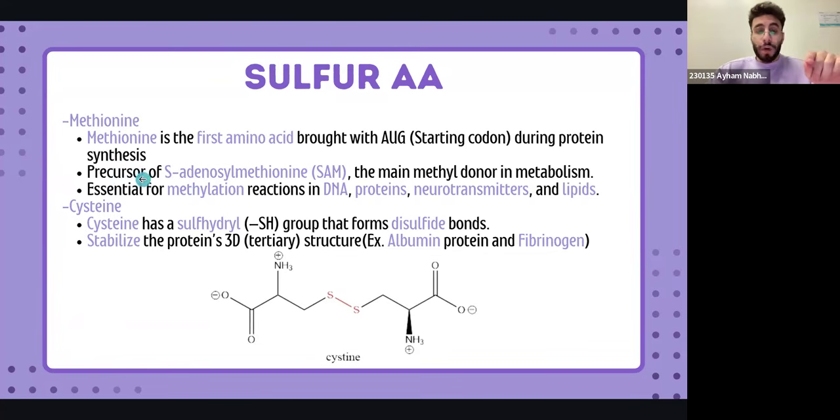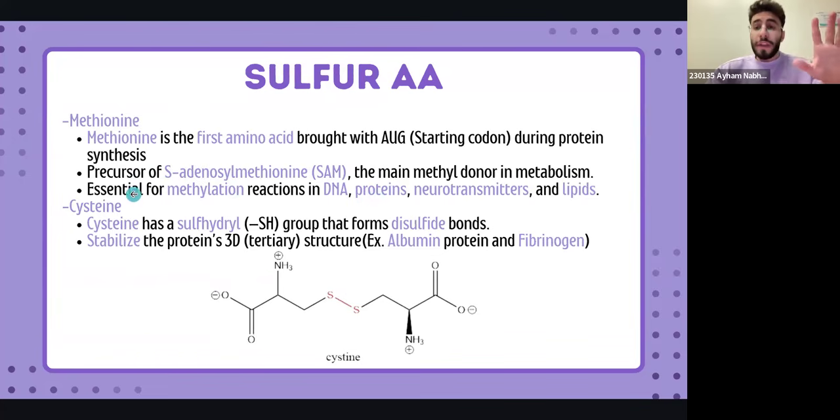Also, you're going to take this later on: methionine is a precursor of something called S-adenosyl methionine, or SAM. You just need to memorize the name. You don't need to know the details, because if they ask you about it in the midterm, they're going to ask what methionine is a precursor of. You're just going to answer S-adenosyl methionine.